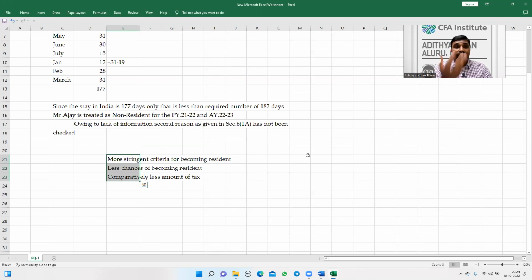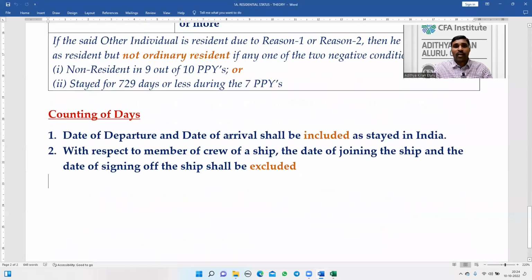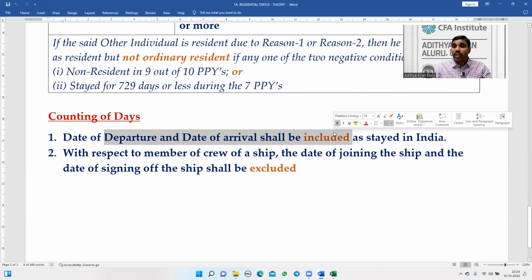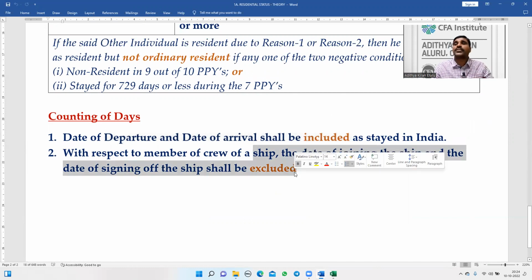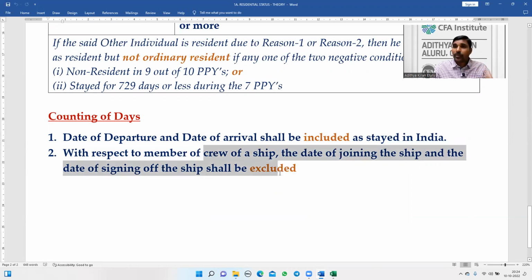Sir, why should we read this as more stringent criteria, less chances? Because if you observe at the end, for other categories of people, date of departure and date of arrival are included. If you include more days, obviously more chances of becoming a resident. If you exclude more days, less chance of becoming a resident. This is the point we have to observe. For other categories of people, date of departure and date of arrival have been included. For this category of people, they have been excluded.